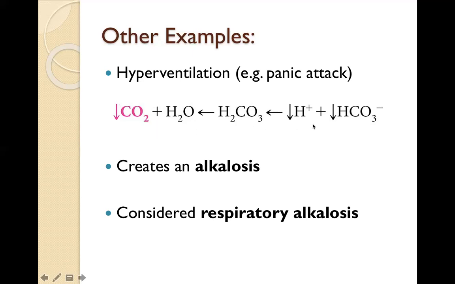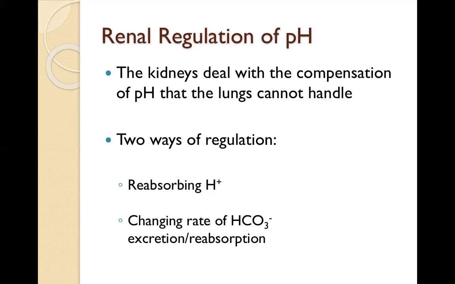In the process of doing so, you're reducing the hydrogen ions that you have in solution. And a reduction in hydrogen ions in solution means a higher pH or a state of alkalosis. Because this was created due to a problem with the respiratory system, they call this a respiratory alkalosis. There are two other forms of acidosis and alkalosis. They're called metabolic alkalosis and acidosis. We're not going to get into those right now, but know that they exist.